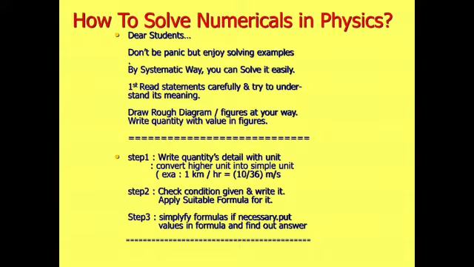So step 1, write the quantities in detail with the units. Convert the higher unit into the simple unit, for example 1 km per hour is equal to 10 by 36 meter per second.